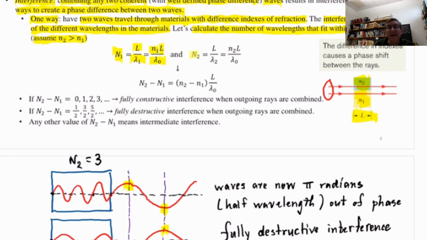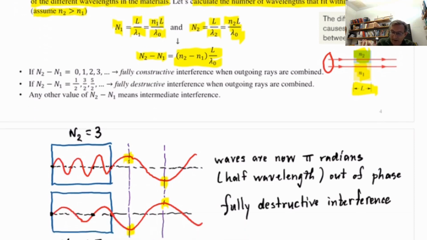I get a similar expression for big N2, the number of wavelengths that fit within block 2. It's the length L of block 2 divided by the wavelength of the light in block 2. But that can then be written this way: the index of refraction, little n2, times L over the wavelength in vacuum, lambda naught. Then what you want to do is subtract those numbers of wavelengths that fit within each block. Big N2 minus big N1. Of course, just take those two formulas, you get little n2 minus little n1 times L over lambda naught. You want to compare, if you like, take the difference between the number of wavelengths that fit.